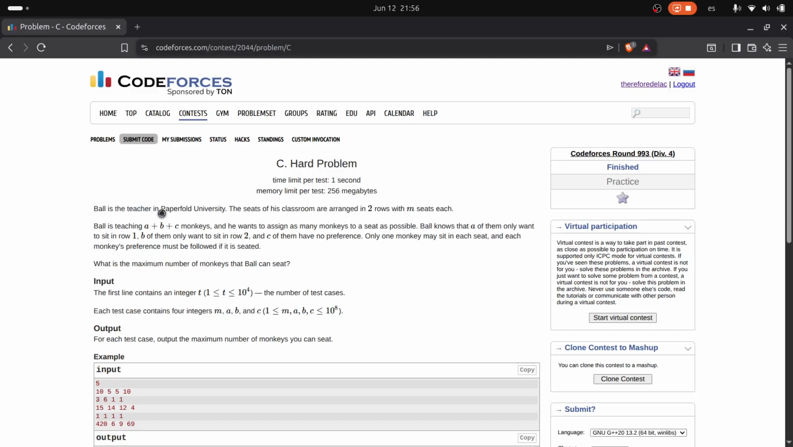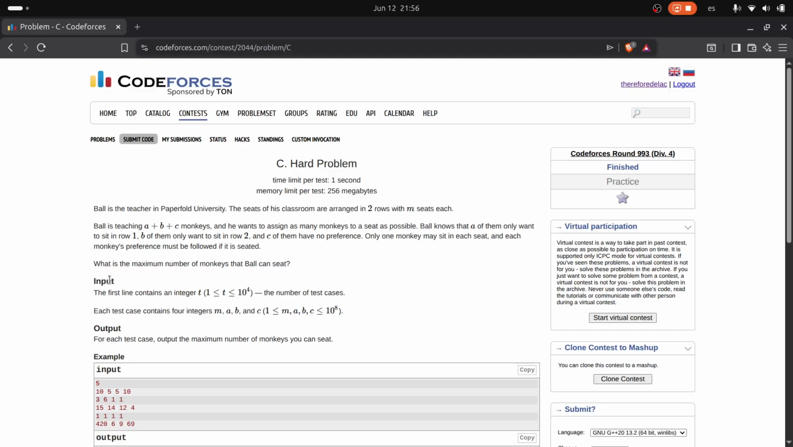Val is the teacher in Paperfold University. The seats of his classroom are arranged into 2 rows with m seats each. Val is teaching a plus b plus c monkeys, and he wants to assign as many monkeys to a seat as possible. Val knows that a of them only want to sit in row 1, b of them only want to sit in row 2, and c of them have no preference. Only one monkey may sit in each seat, and each monkey's preference must be followed if it is seated. What is the maximum number of monkeys that Val can seat?